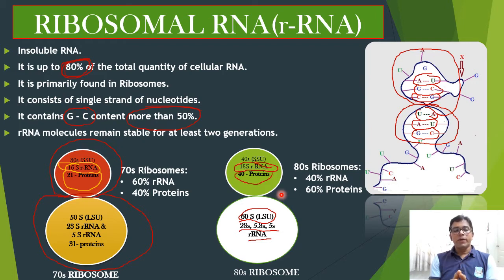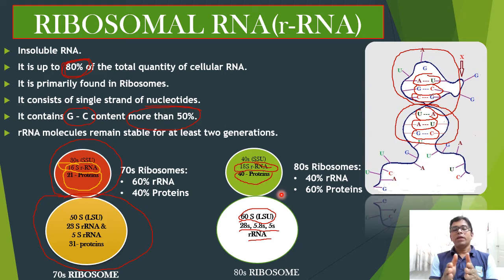In the small subunit, that is 30S type, 16S rRNA is present, and it also consists of 21 different types of proteins. And in the large subunit of 70S ribosomes, 2 types of rRNAs are present. One is 23S and the second one is 5S. And 31 different L proteins are present in the large subunit of 70S ribosomes.